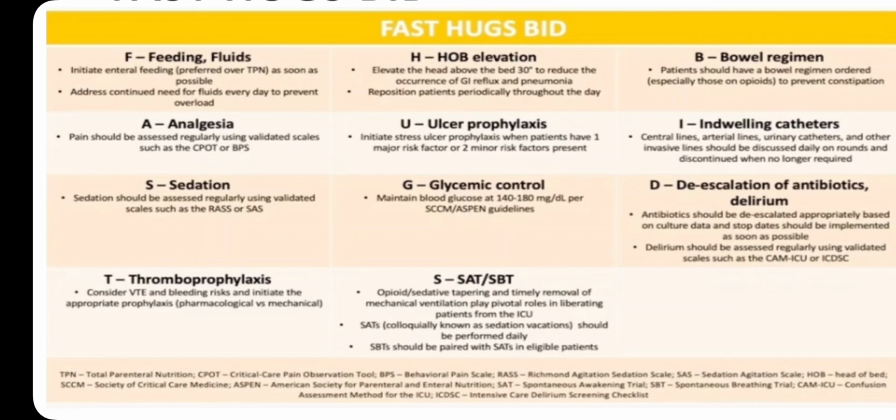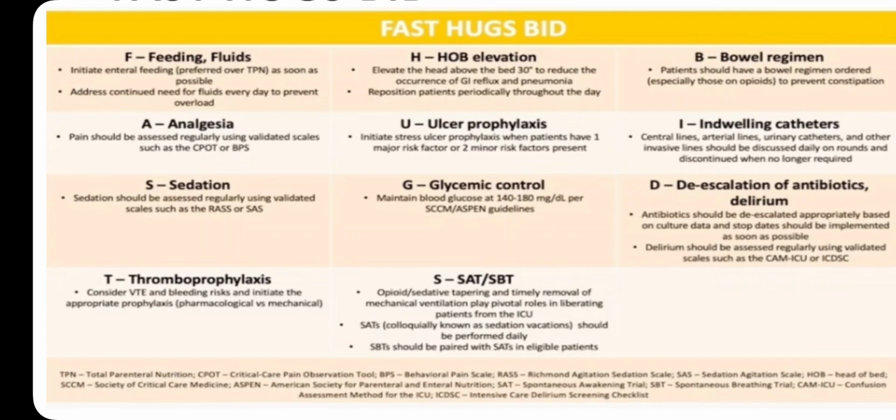T is for thromboprophylaxis. We have to consider VTE and bleeding risk and initiate the appropriate prophylaxis, pharmacological versus mechanical. H stands for HOB elevation, head of bed elevation. Elevate the head of the bed 30 degrees to reduce the occurrence of GI reflux and pneumonia. Reposition patients periodically throughout the day. U stands for ulcer prophylaxis. We have to initiate stress ulcer prophylaxis when patients have one major risk factor or two minor risk factors present.